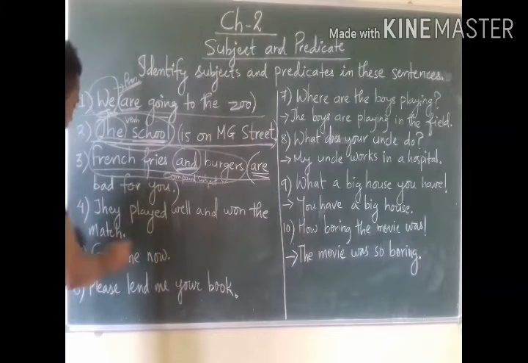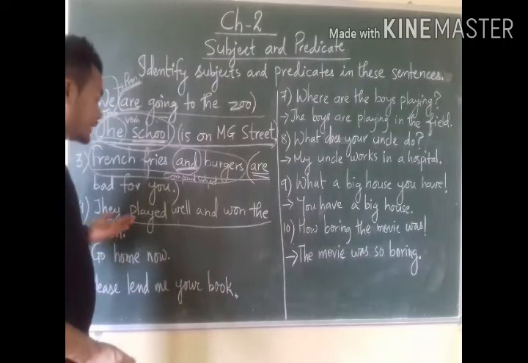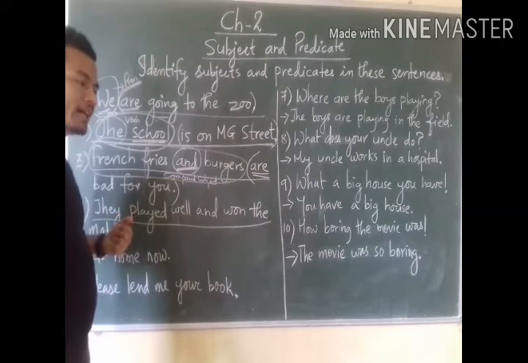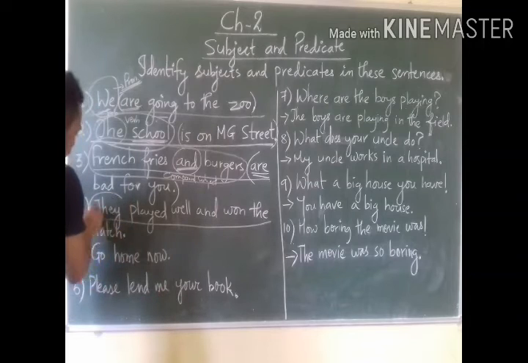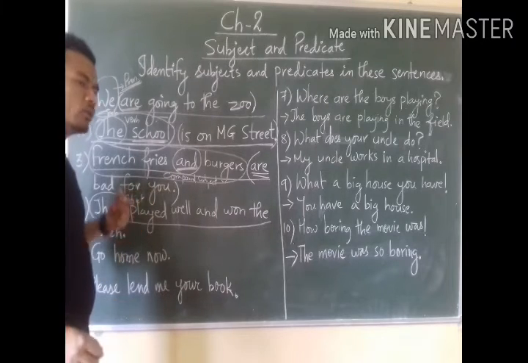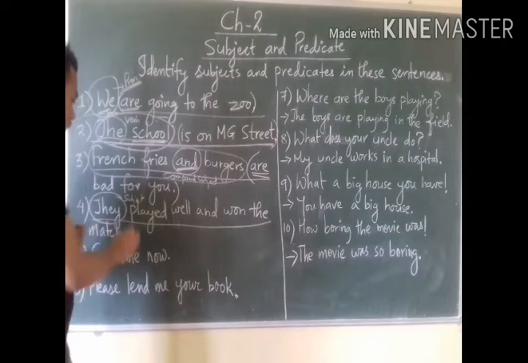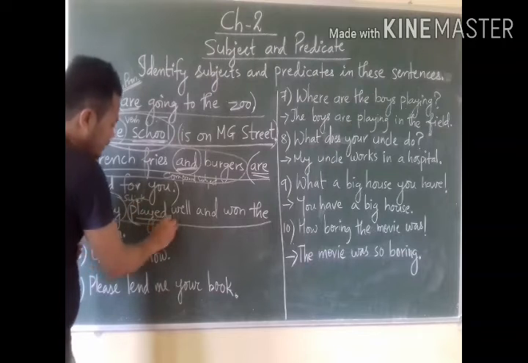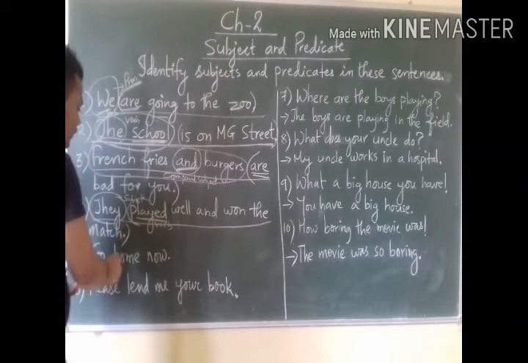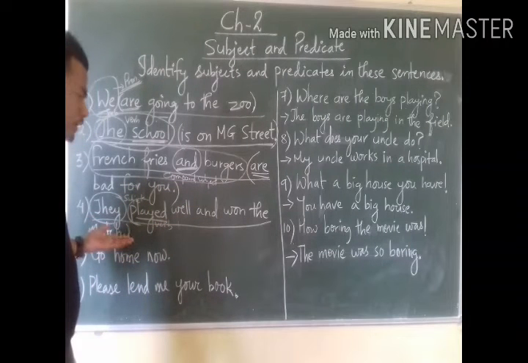Now come to the next one. Next sentence. Next example. They played well and won the match. The sentence is about they. So they is the subject here. Okay. Now what is told about the subject here? Played well and won the match. Played well, played is the verb here. Okay. So played well and won the match. So here after the verb, the rest of the words are part of the predicate.